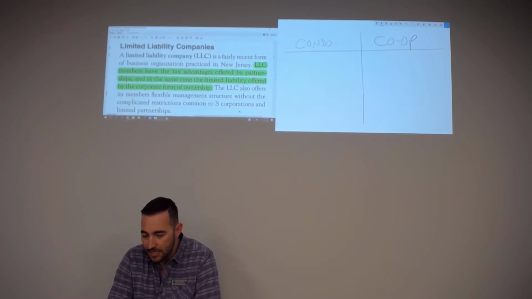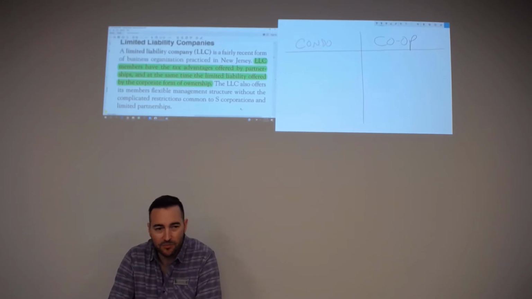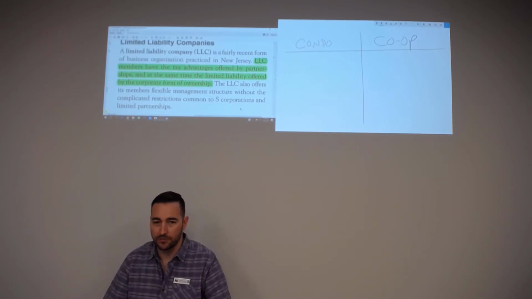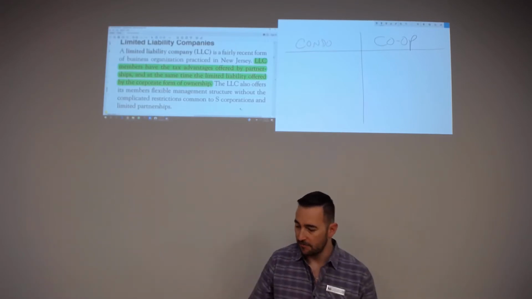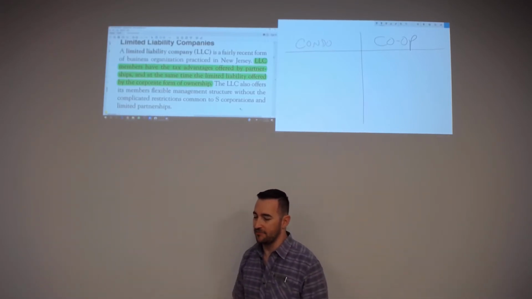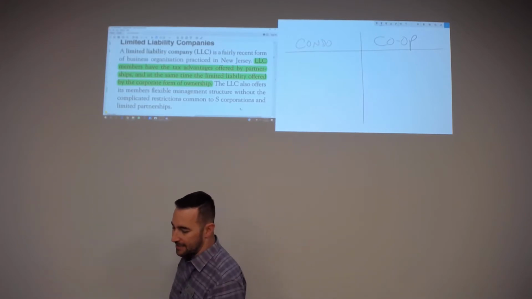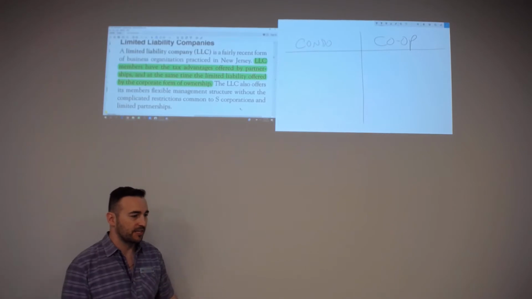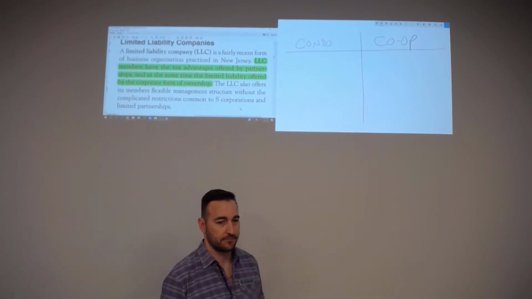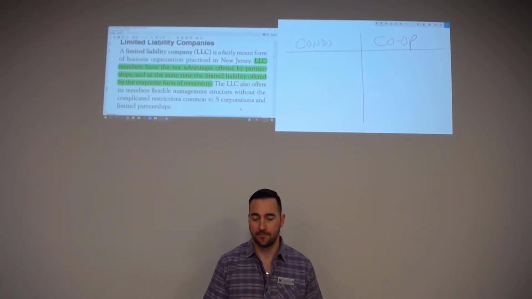Okay? So what is an LLC? An LLC is like a hybrid between the partnership and the corp. It's still a shield, it's still protection. Okay? But again, LLC members have the tax advantages offered by partnerships and the same limited liability offered by the corporate form of ownership. So you have the protection and tax benefits. Okay? Way better.